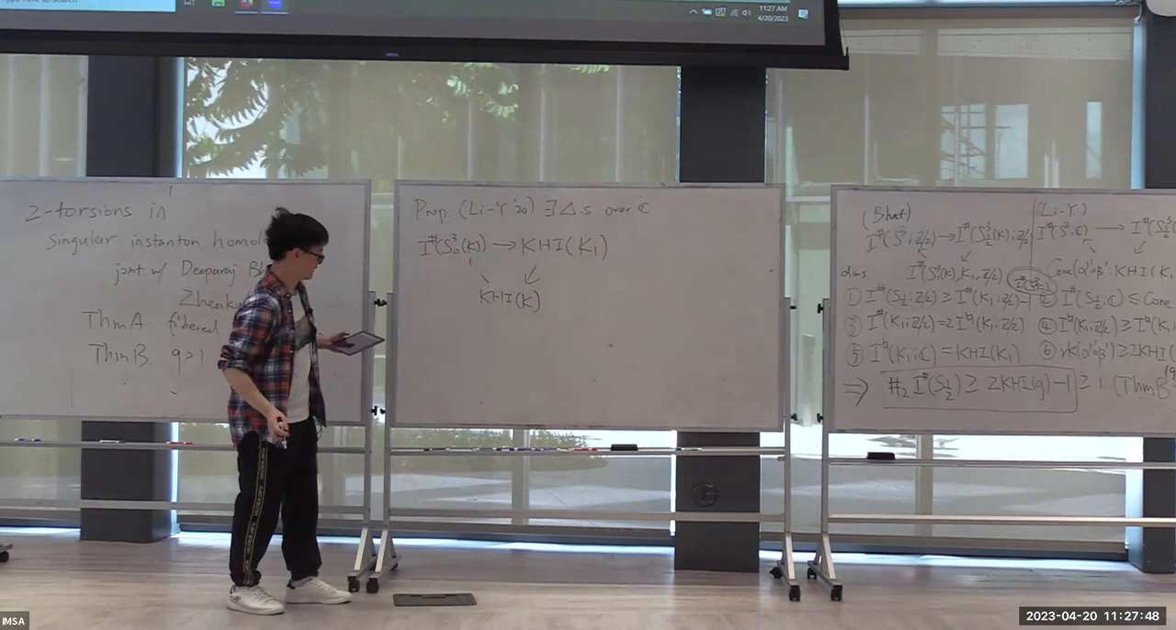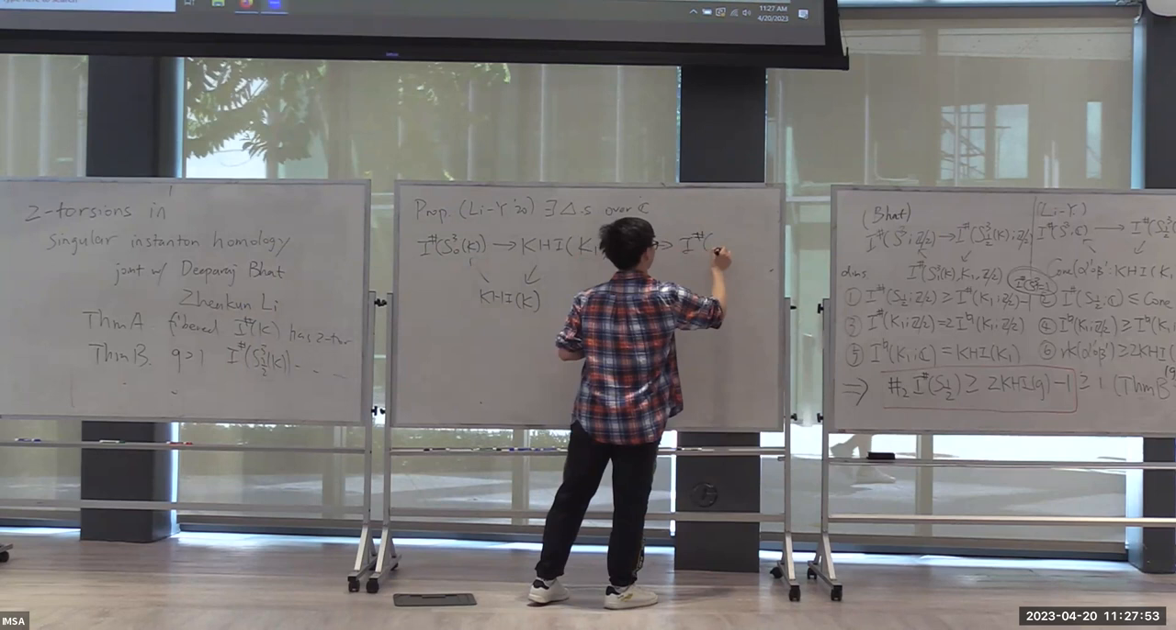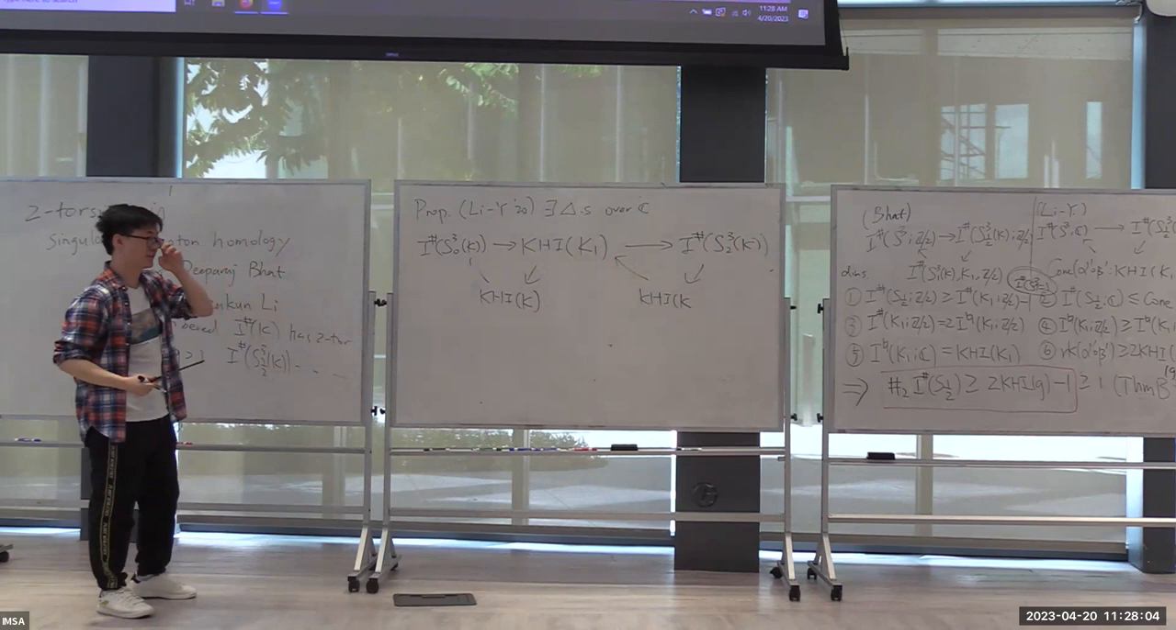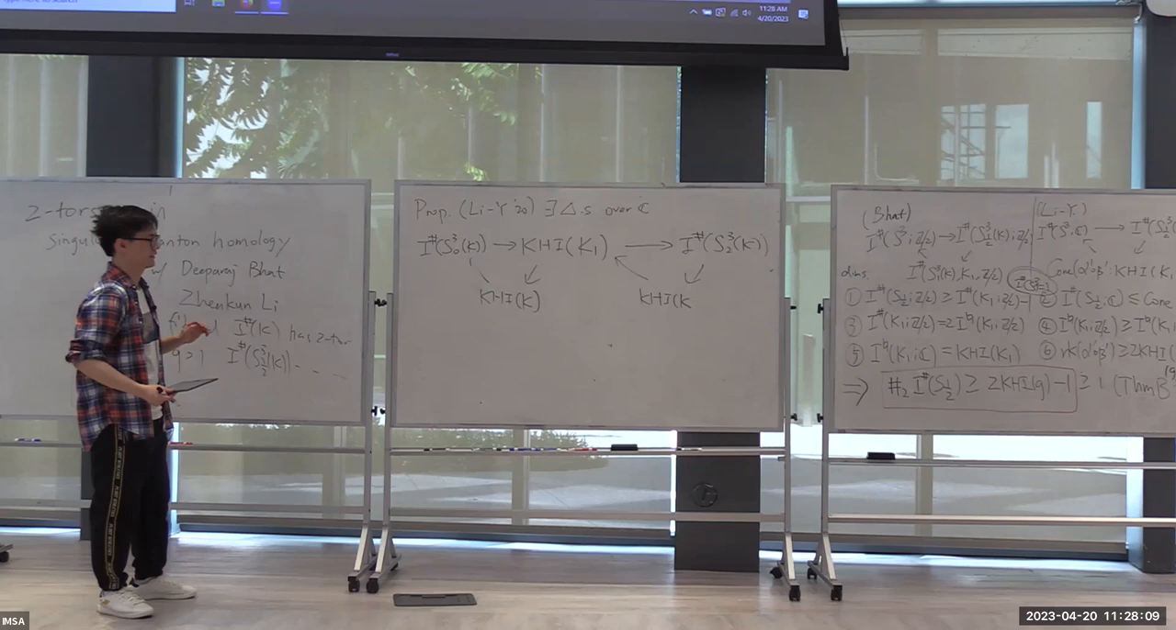And also there's another triangle, S2 to AHI. So these are two triangles Jeff and I used in our papers many times. And here it's like a simple version of it.